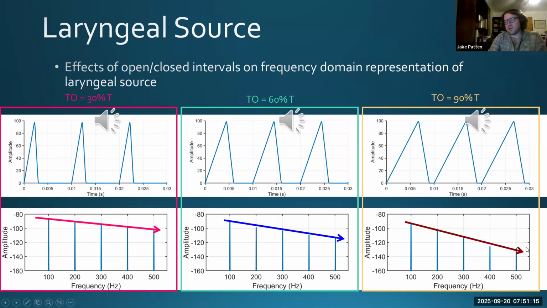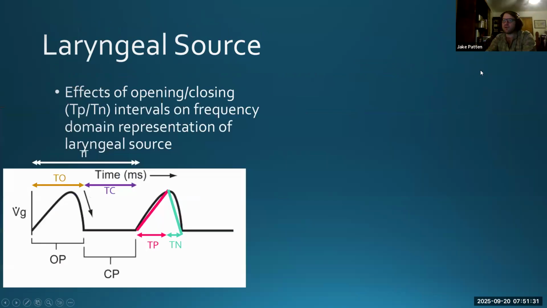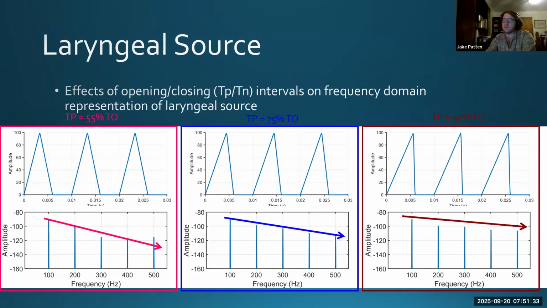That's what you'll see though if you look at the power spectrum. It'll be really shallow for lower TO, like less time open, and then more steep for more time open. And there's a similar story for the skewing quotient also. So more 50-50 is a steep drop off and 95% TO is a lot shallower.